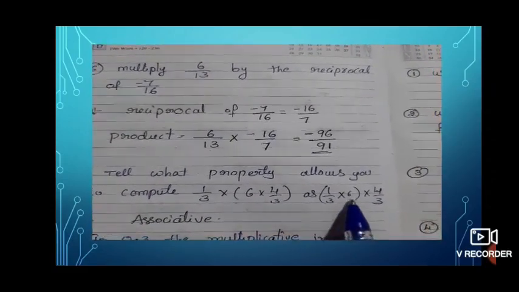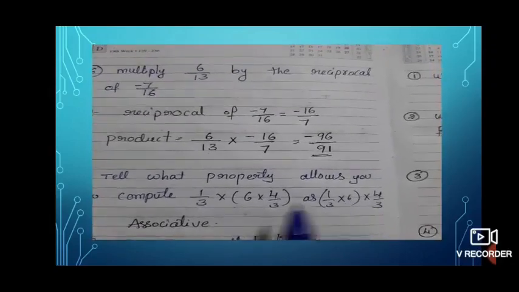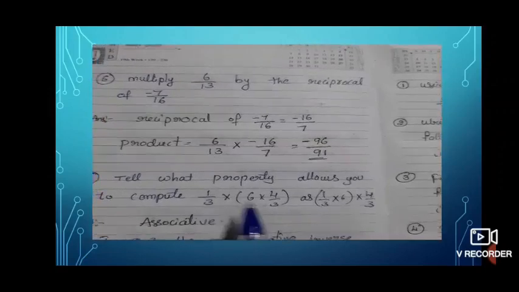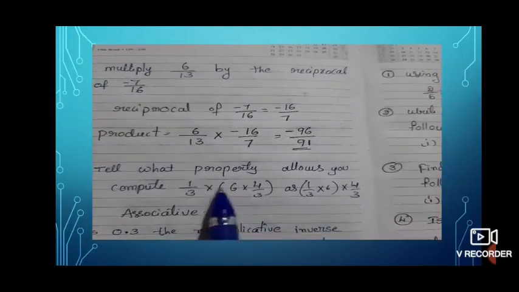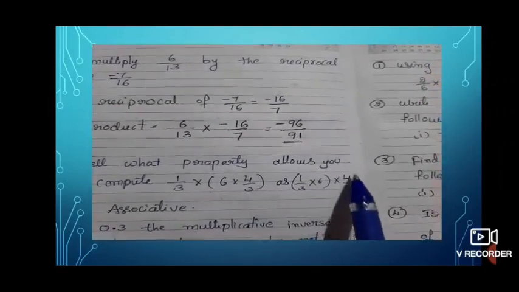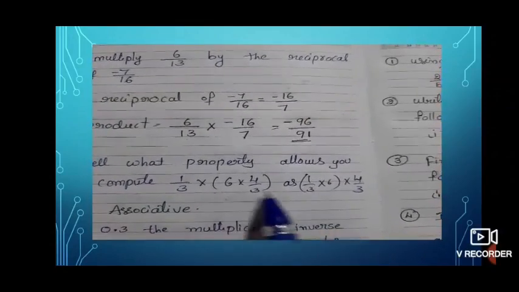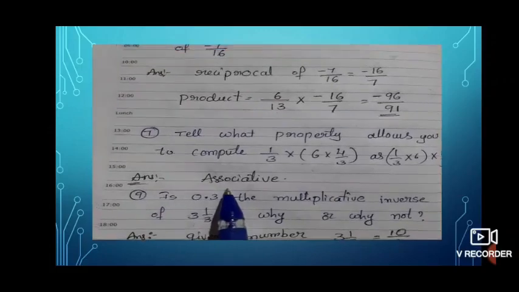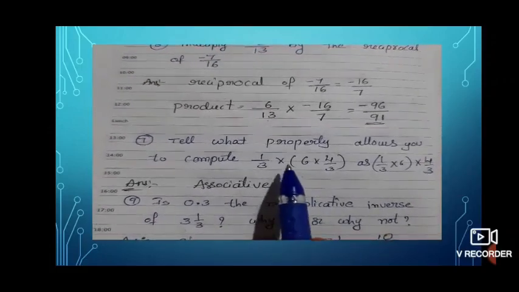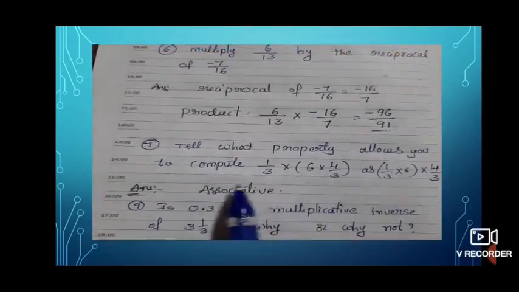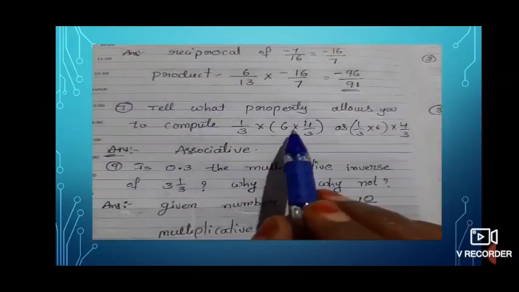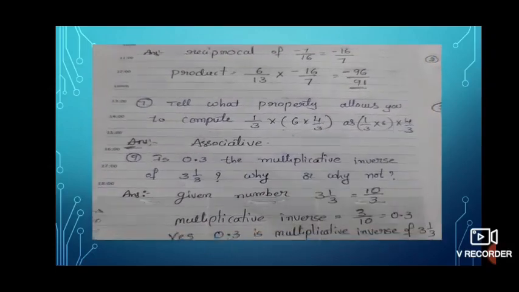Next, tell what property allows you to compute 1 by 3 into 6 into 4 by 3 as 1 by 3 into 6 into 4 by 3. Just children, here first we will multiply this, then we will multiply the result with this. Here first we will multiply these two and the result will be multiplied with the third number. So what is this property children? It is associative property. Dealing with three numbers with the same sign, then it's an associative property. Next, associative property over multiplication.